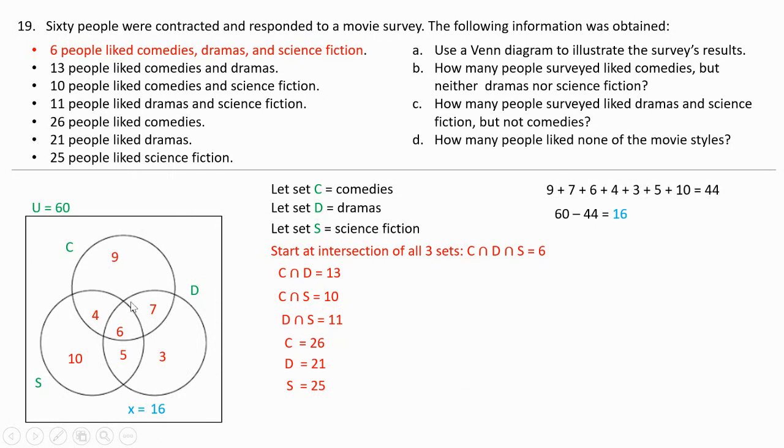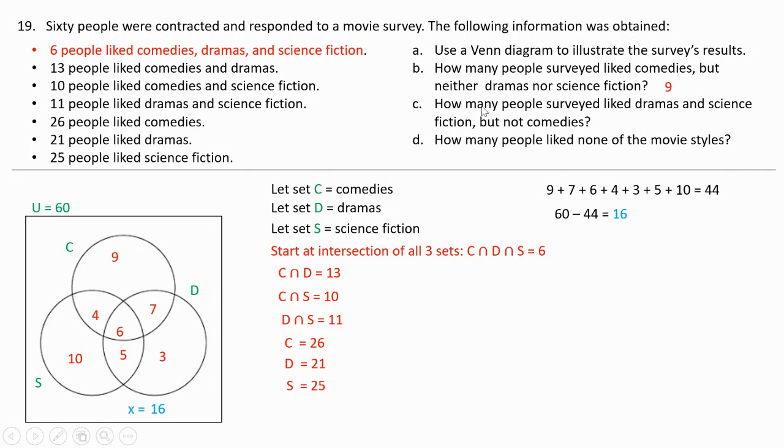Now for part B, it says how many people surveyed like comedies, but neither dramas nor science fiction. So let's go to comedies. Comedies is right here. How many people like only comedies? That will be only 9, because even though this is comedies, they don't like science fiction nor drama. So the answer is 9.